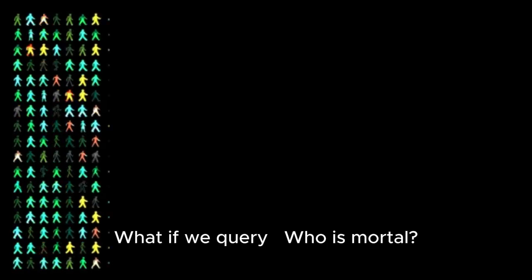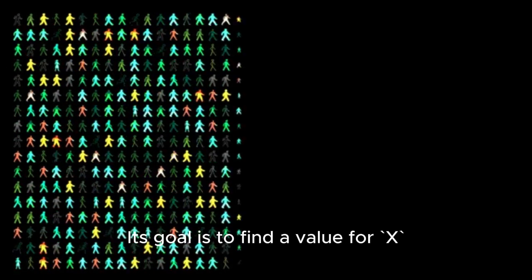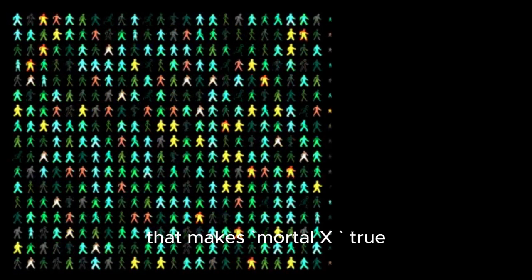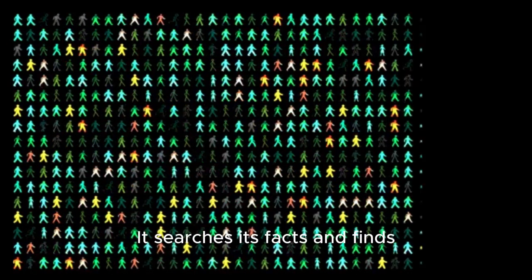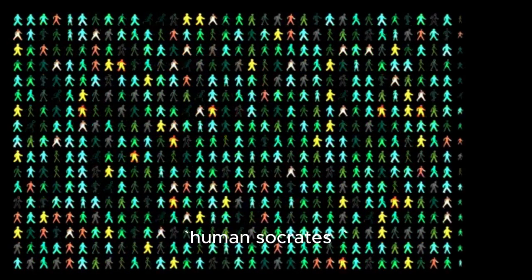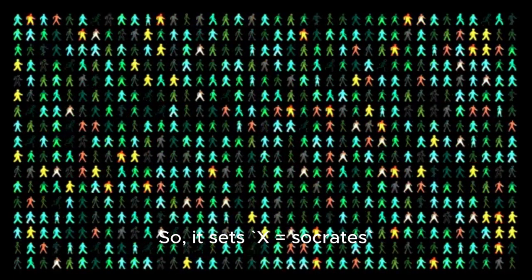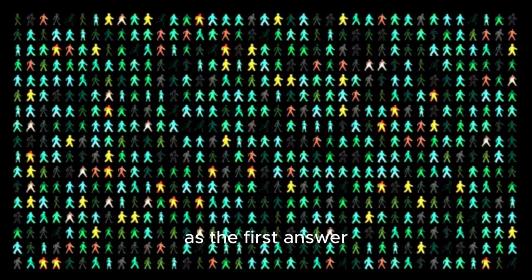We can also ask more open-ended questions. What if we query who is mortal? By typing mortal(X), the system will again use the rule. Its goal is to find a value for X that makes mortal(X) true. To do this, it needs to satisfy the condition human(X). It searches its facts and finds human(socrates). So, it sets X equals Socrates, successfully proves the rule, and presents Socrates as the first answer.